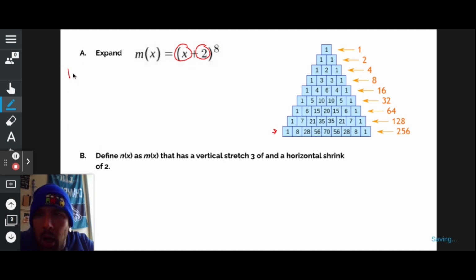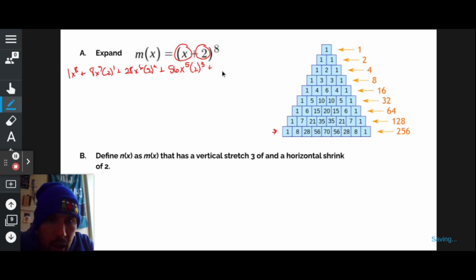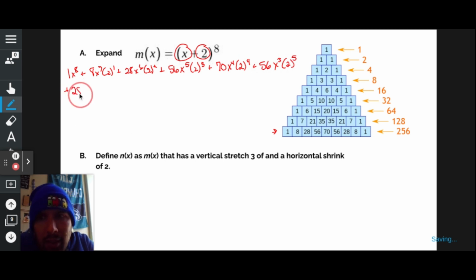We have 1 x to the 8th, 2 to the nothing, plus 8 x to the 7th, 2 to the 1st, plus 28 x to the 6th, 2 squared, plus 56 x to the 5th, 2 to the 3rd, plus 70 x to the 4th, 2 to the 4th, plus 56 x cubed, 2 to the 5th, plus 28 x squared, 2 to the 6th, plus 8 x, 2 to the 7th, plus 1, nothing, 2 to the 8th.